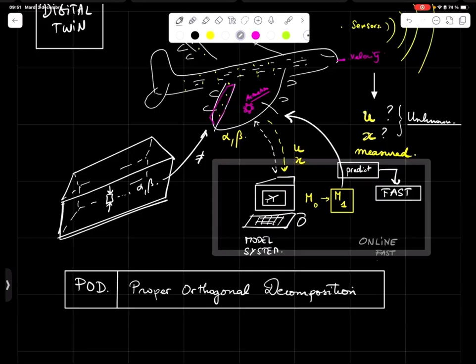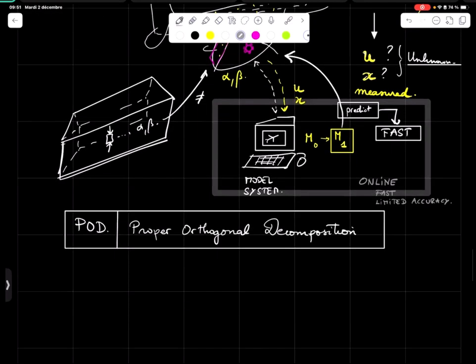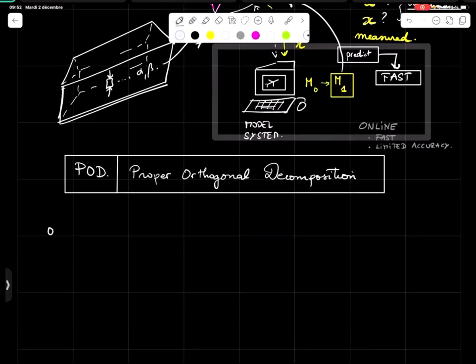So when I say limited, of course, that doesn't mean anything, but it means that they are not the most performant in terms of accuracy, right? But they are in terms of speed. So you have a trade-off. And so what is offline? So offline means aircraft on the ground, you will do offline calculations.